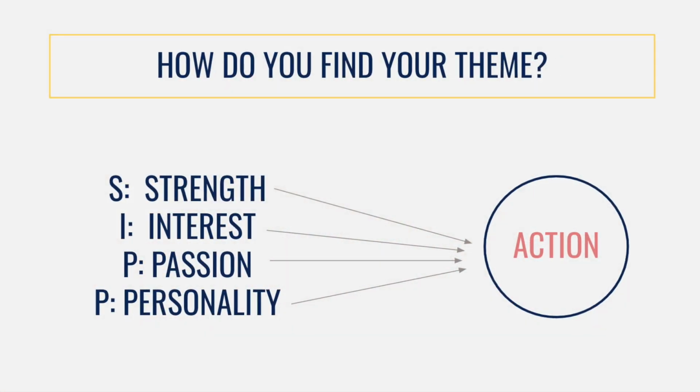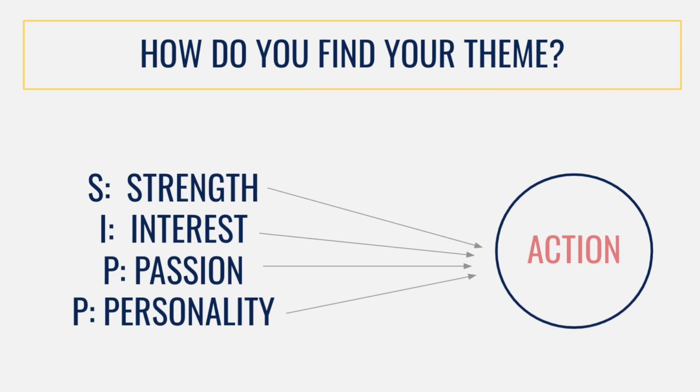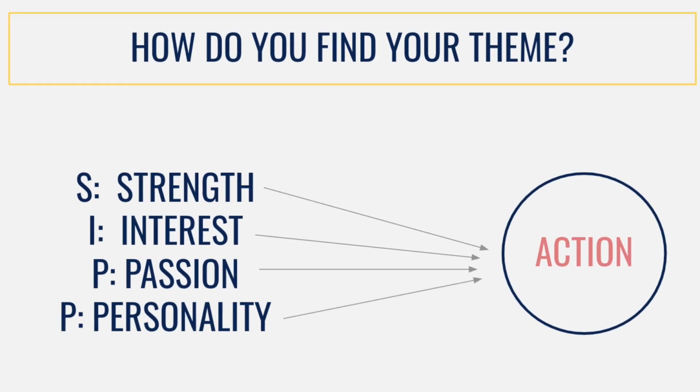So how do you identify your theme? I created a system called SIPP. S stands for strength, I stands for interest, P stands for passion, and the last P stands for personality. You want to identify what your strength is, what you're currently interested in, what you're truly passionate about, and what your personality is like. For instance, some students have a very outgoing personality. They love talking in front of other people. They love socializing and networking. So use that to your advantage.